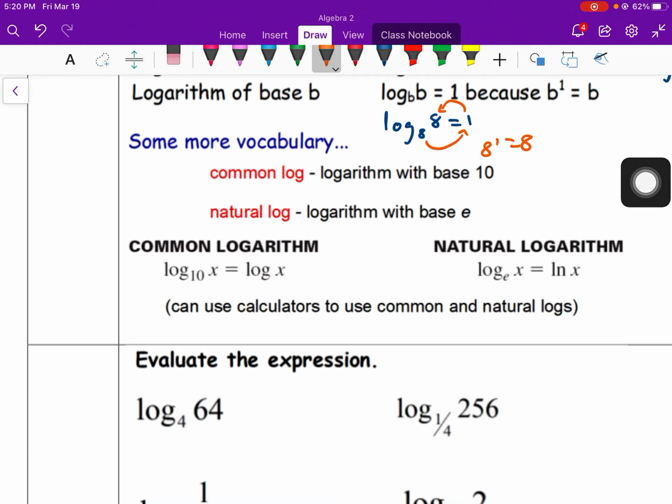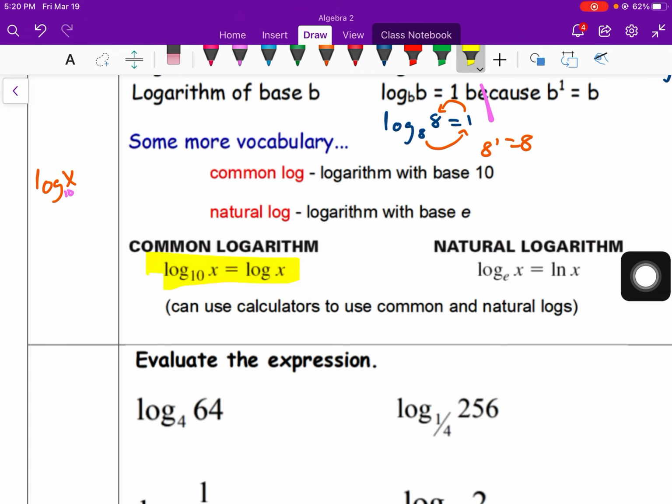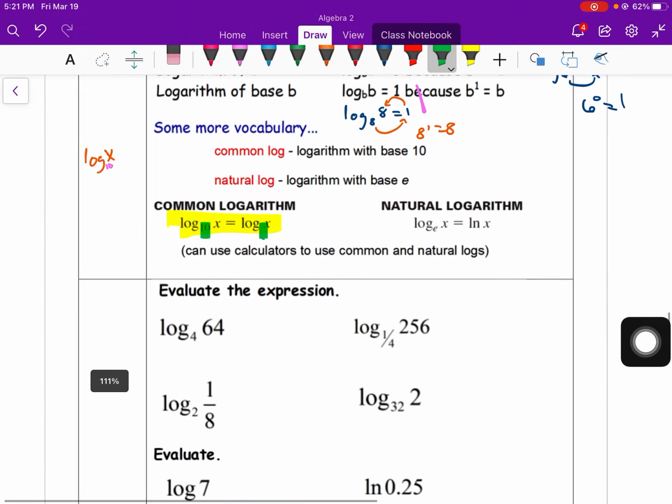Some more vocabulary. The common log is logarithm with base 10. In your calculator, if you just see log of x, there's an implied base of 10. The natural log is logarithm with base e. Look at that, they show it down here. So you see the implied 10 is right there, and then log base e of x is known as the natural log of x. We can use calculators to use common and natural logs, and we'll see those at the very end of the lesson.